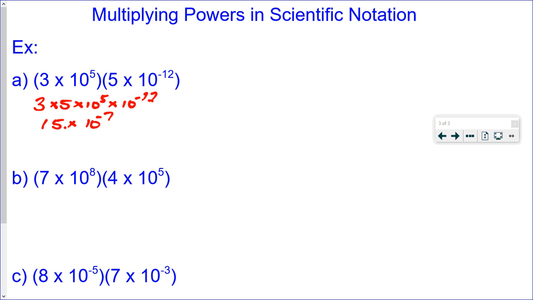So the decimal point's here. I need to move it back here. So when the decimal point is here, this 10 to the negative 7 is saying move it backwards 7 places. So if I rewrite this as 1.5, when the decimal point was here, it needed to go 7 places. I moved it 1 place, so now it only needs to go 6 places. So this would be 10 to the negative 6th.